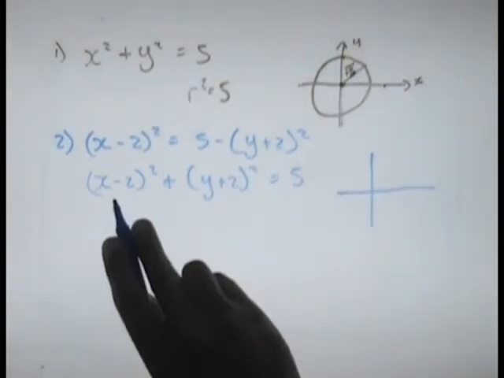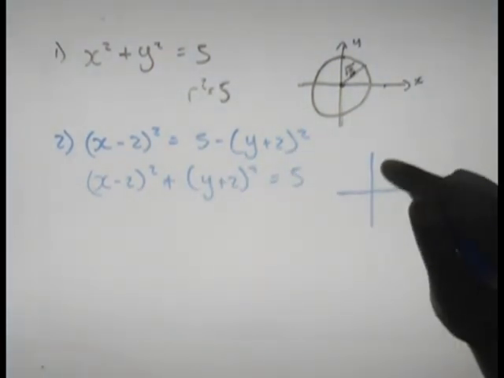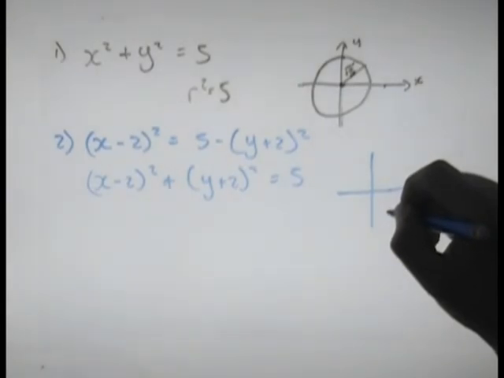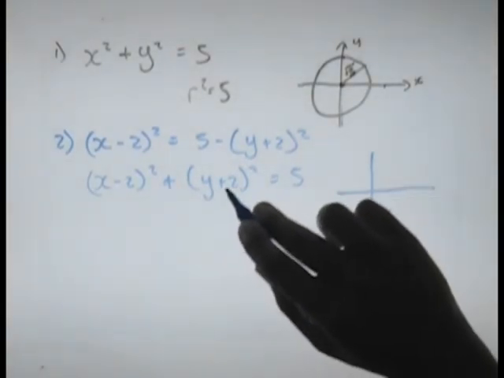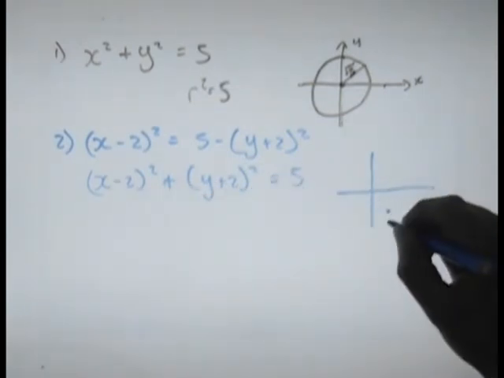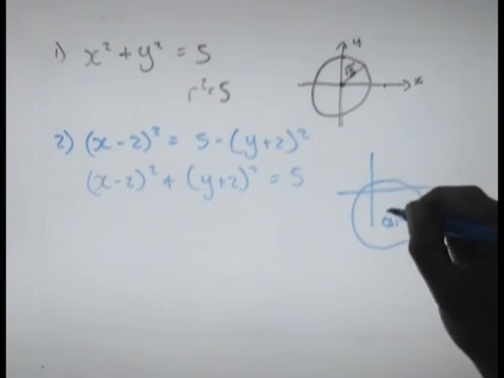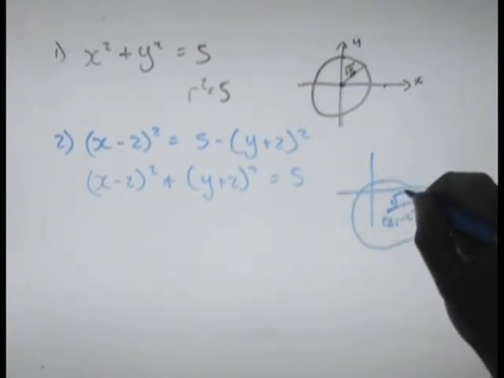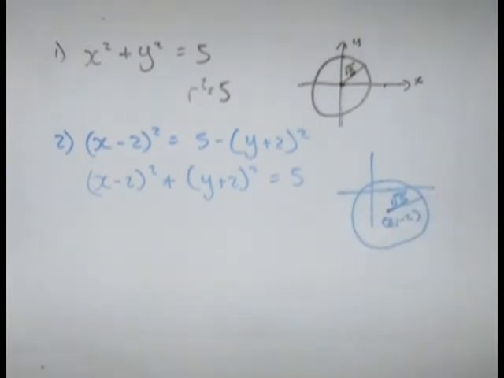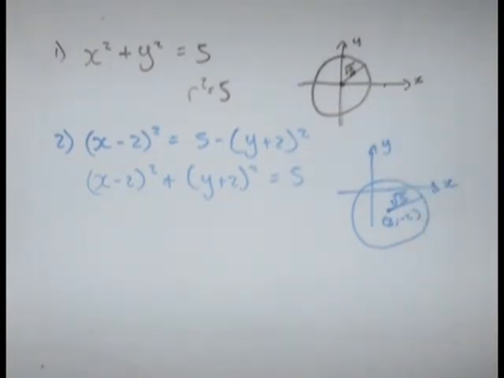Because it's in the standard form, it's x - p. That means our x value is going to be 2. Our y value is going to be negative 2 because that's y - q. So we're basically just changing that sign. So it's x is equal to 2, y is negative 2. That's the center of our circle. And our circle has a radius of root 5, not 5. 5 is r². We're looking for r on its own. X-axis, y-axis. Always indicate that, by the way.